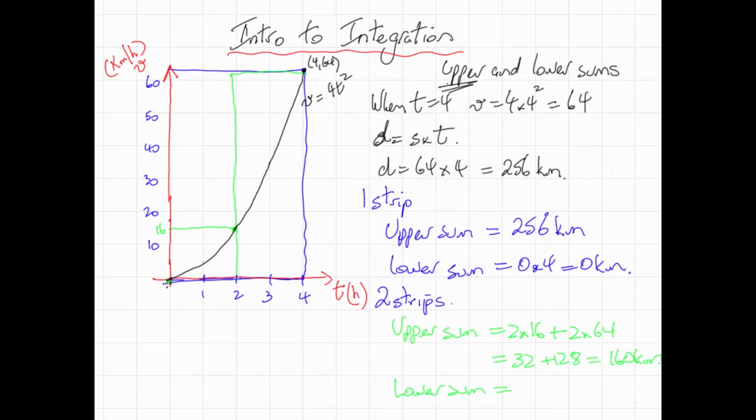Well, it's assuming that we did 2 hours at 0 plus, and then it's assuming that we did this 2 hours. So the lower sum will be 2 hours at that, and then 2 hours at 16. So that'll be 32 kilometres.